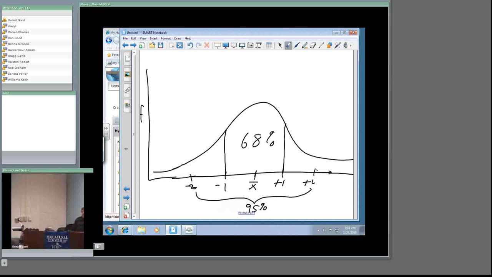So I've already used up everything but 5, actually a little less than 5%. Now this 95%, just sneak preview coming, spoiler alert, this 95% is going to be pretty important later down the road. And I'll tell you why when it's time to. But 95% of the cases are within 2 standard deviations of the mean.